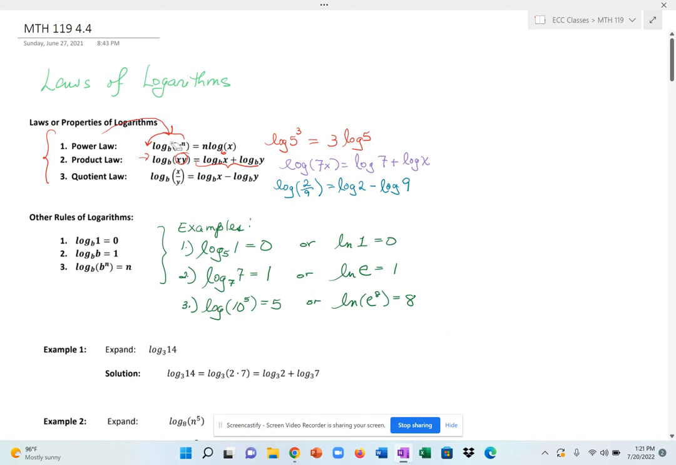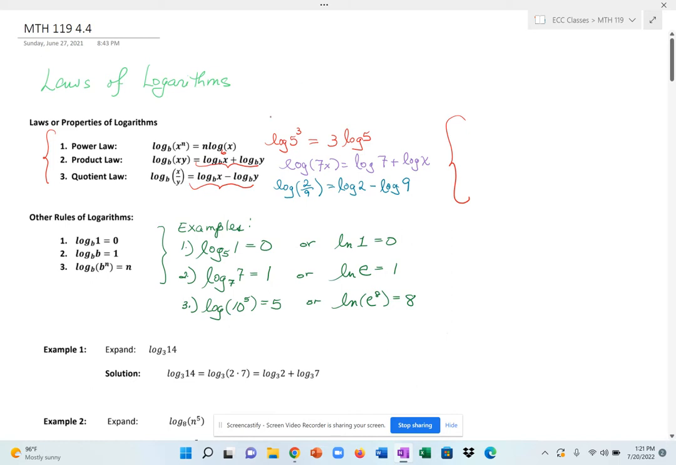And the third one is the quotient law, and that says that if you have the log base b of x divided by y, that is equal to the log base b of x minus the log base b of y. So here I have three examples, one for each.